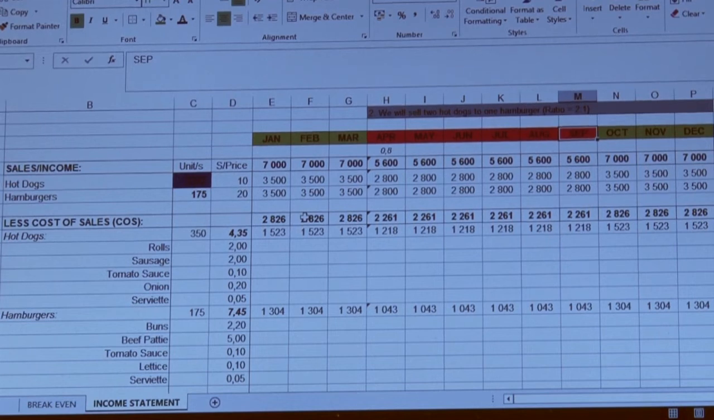And there you can see them. And again, the 5,600, these figures carry on forward. But in October, we go back to that formula we had where we had the same sales as we did in the other summer months, such as January, February, and March. You can see 7,000 Rand again for sales.